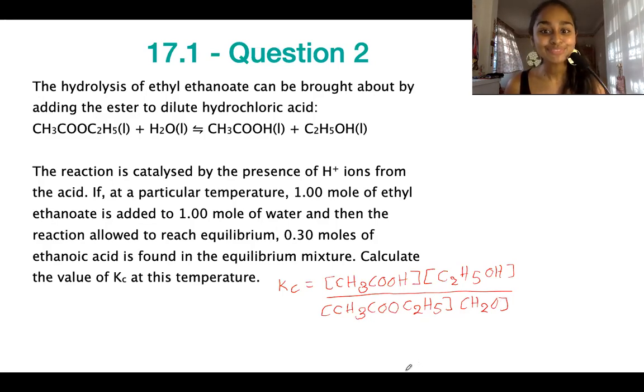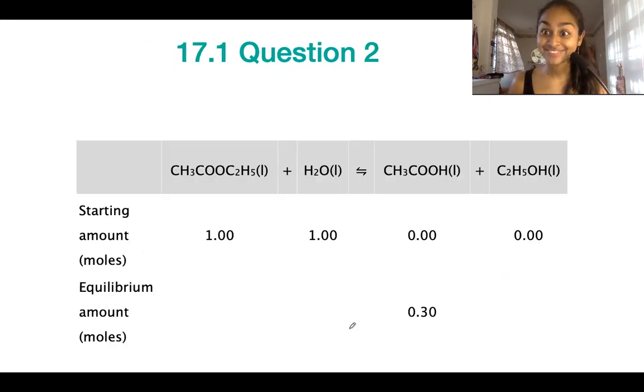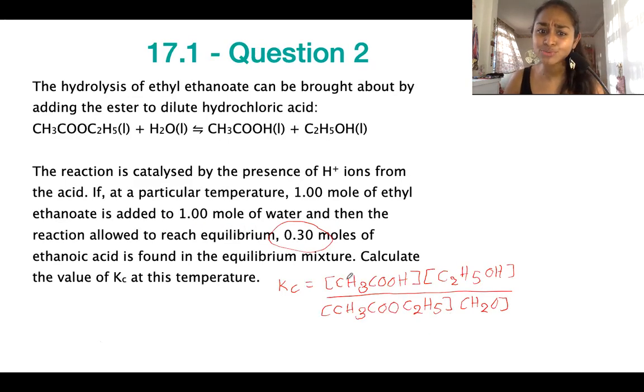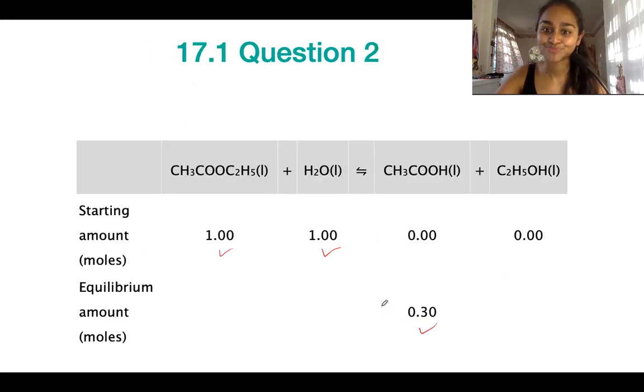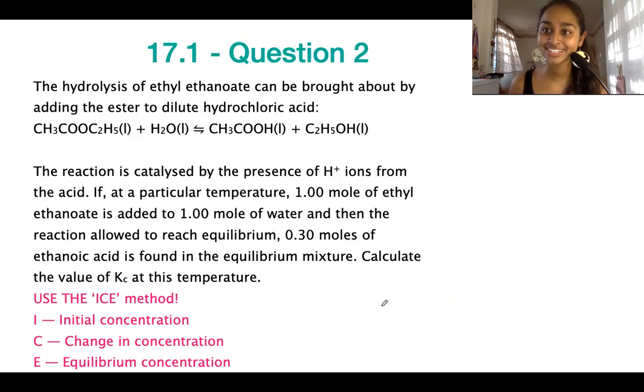So all of the coefficients were 1, so I haven't had to raise it to any particular power. Okay, the next thing to realize, however, is that I only have one equilibrium value. So I've put these values into a table for you to visualize. I've been told the starting amount for both of the reactants, but only one equilibrium amount. And this doesn't help me calculate Kc, because remember, to find Kc, I can only use equilibrium concentrations. So the question is, how can I find the rest of those equilibrium concentrations?